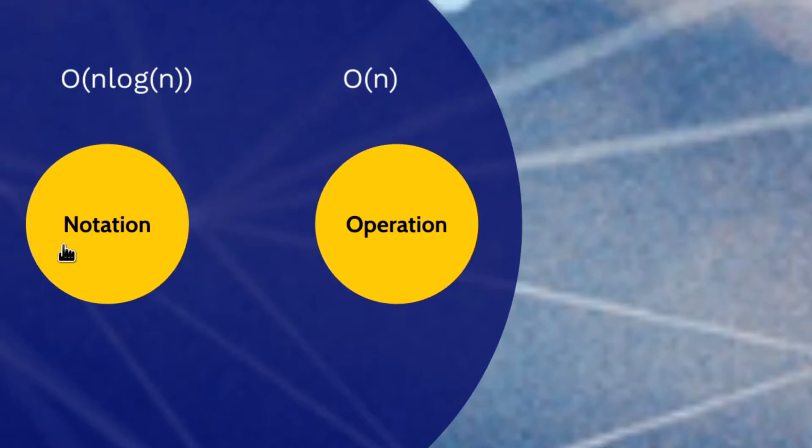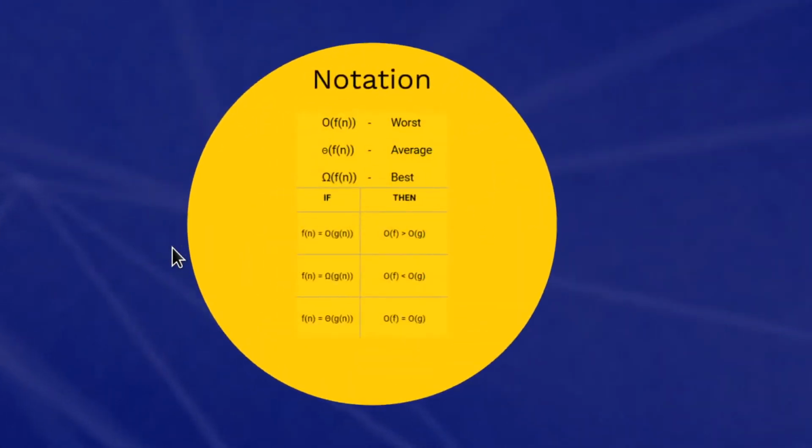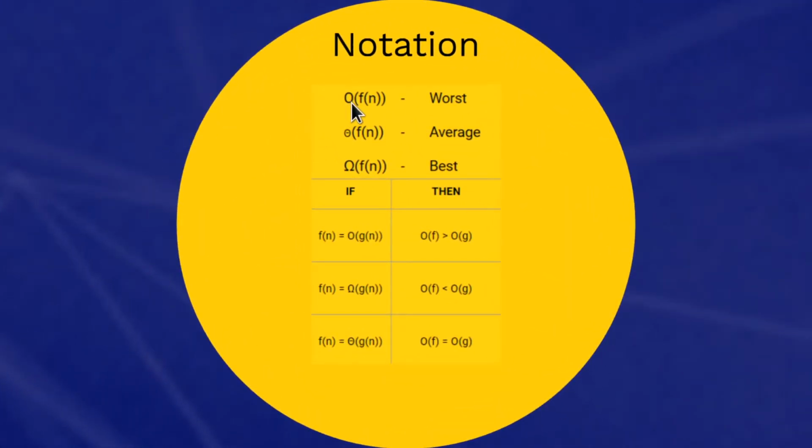Let's take a look at some of the notation that's used in this big O notation. Big O notation is only concerned with the worst case scenario, the most inconveniently unsorted list. There is also a notation for the average case scenario, big theta, and for the best case, big omega.